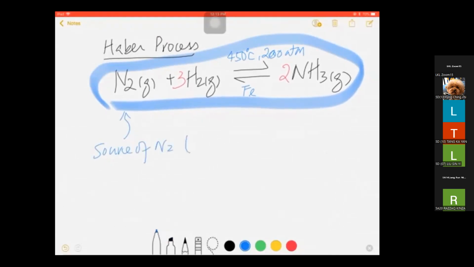And then next, let's talk about the source of N2. The source of N2 is very simple, because in the air we have 78% of N2. So you can carry out fractional distillation of liquid air to separate out the N2, and then it is the raw material for the Haber process.